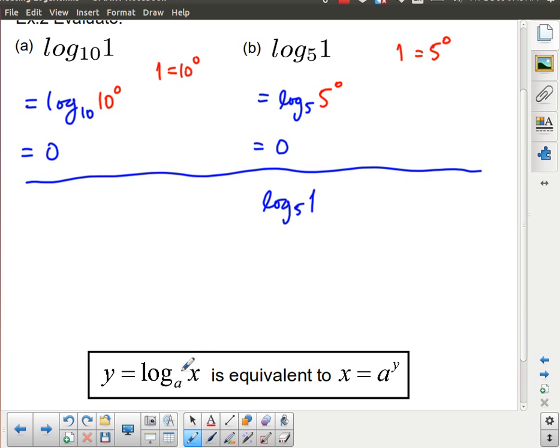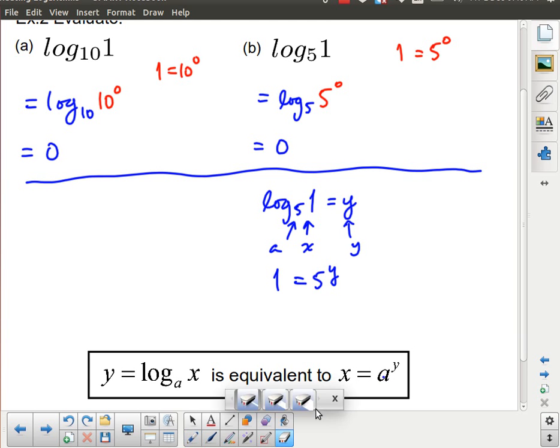Now to do this, I really need it to look like one of these. So I'm going to make it look like this one. I'm going to say that equals y. So my y value, of course, is y. My a value is equal to 5, and my x value is equal to 1. So now I rewrite this. So I get 1 equals a, which is 5, to the power y.